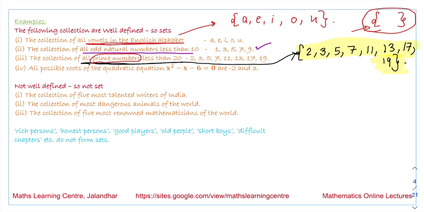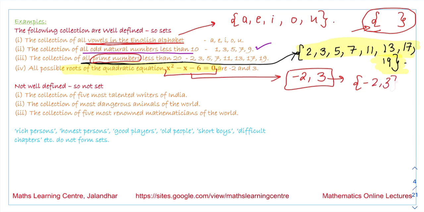Next we have all possible roots of a quadratic equation. This quadratic equation is given to us. Then we are saying that the collection of all possible roots, if we solve this equation and find the roots, we get the answer minus 2 and 3. So all possible roots of this quadratic equation are minus 2 and 3, and we write this collection as minus 2 and 3. This is a well defined collection. These elements are fixed. Next we have given some examples of not well defined collections.